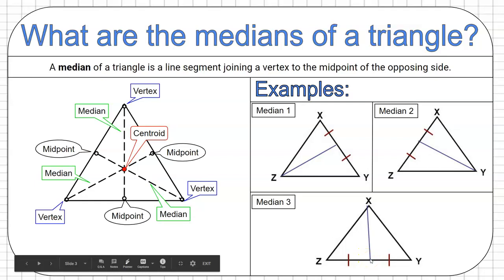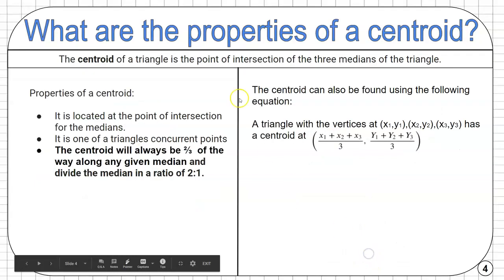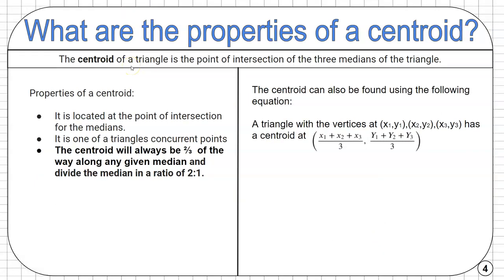Again, the midpoint is equal in distance from each vertex. So line segment ZY will be divided in half, and that point will be called the midpoint. So what are the properties of a centroid, and what is a centroid?